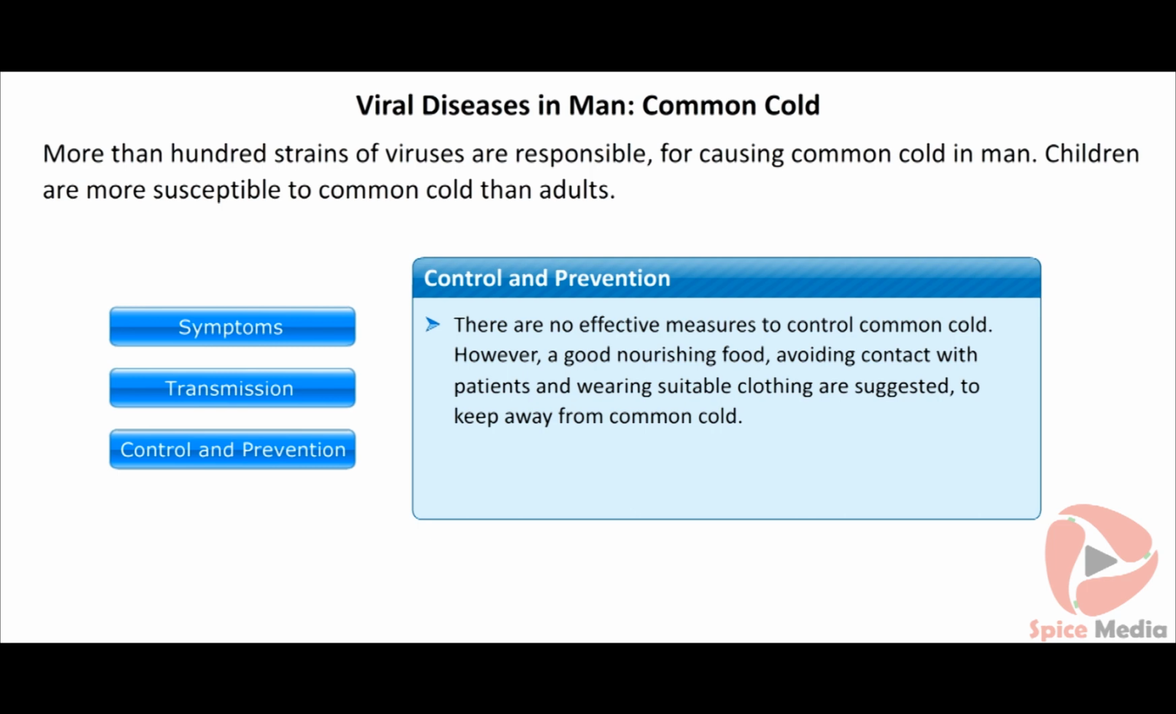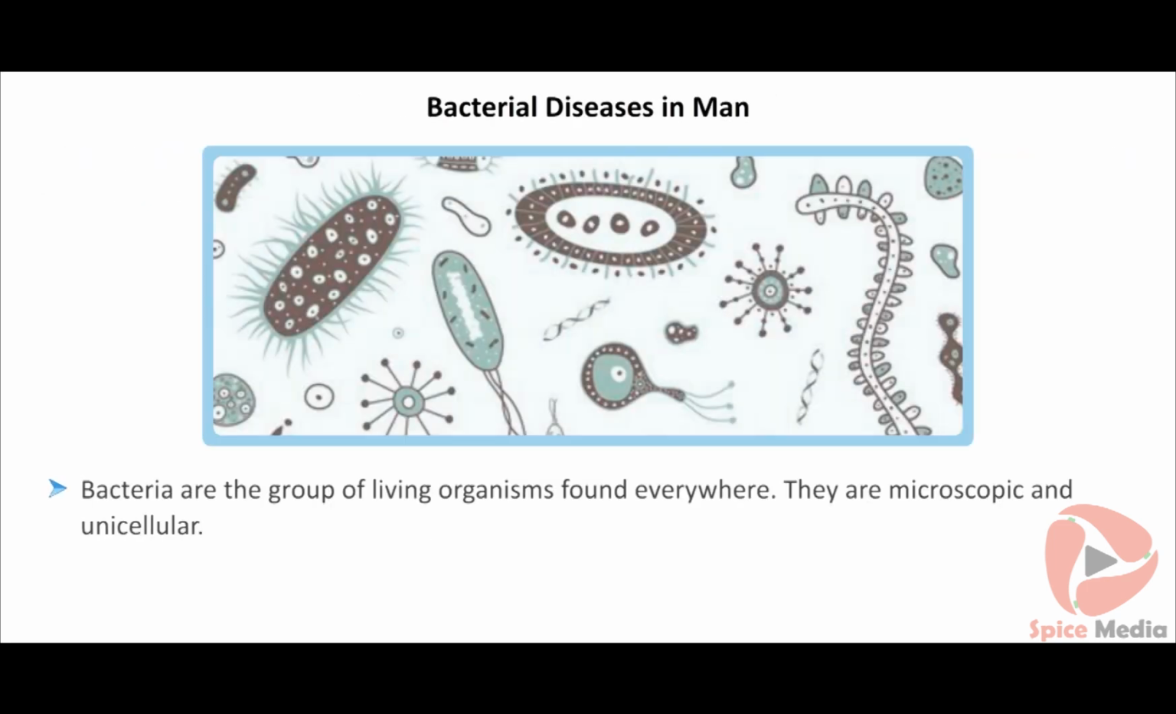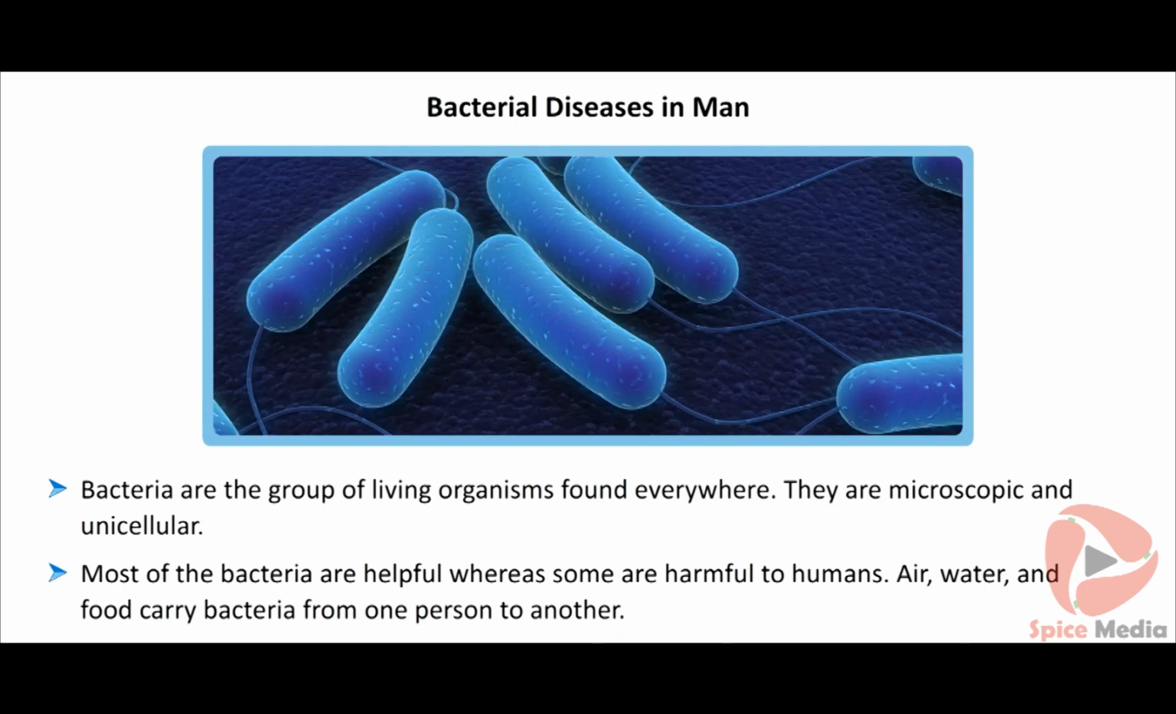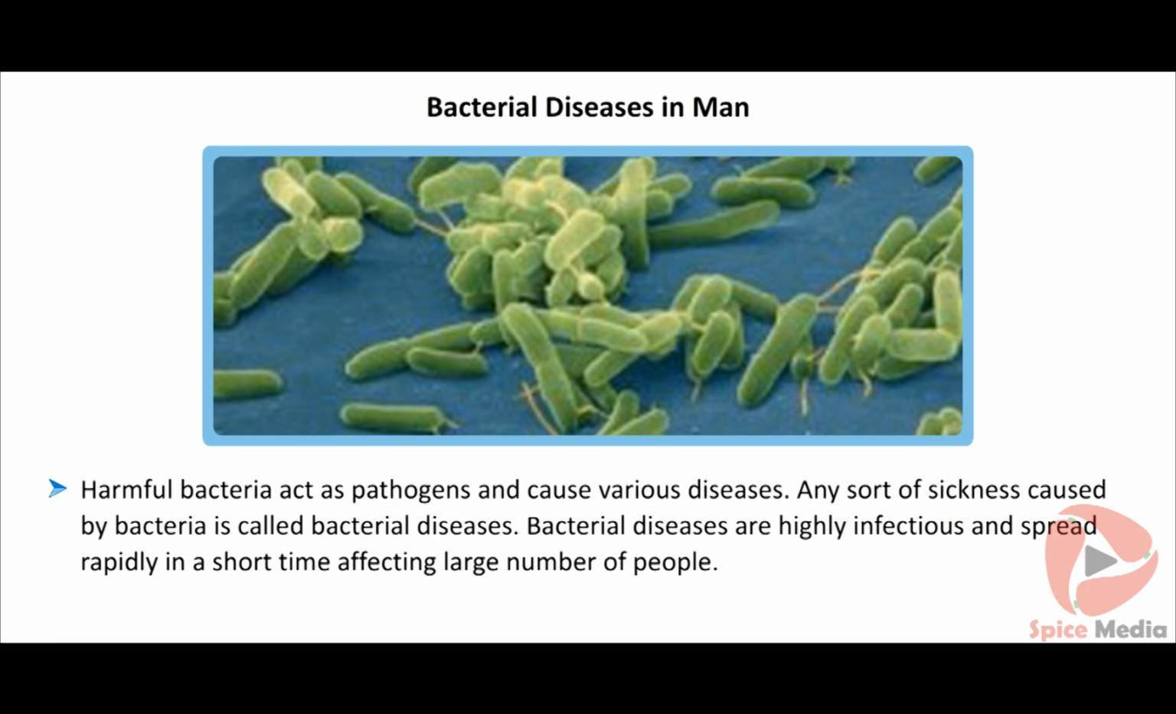Symptoms: inflammation of upper respiratory passage, nasal epithelium, flow of mucus, headache, slight rise in temperature, etc. Transmission: it spreads mostly through the droplets discharged from the nose and the mouth of the patient in the process of talking, laughing, sneezing, etc. It may also spread through close inanimate objects like handkerchief, bedding, clothes, utensils, toilet articles, etc., called fomites. Control and prevention: there are no effective measures to control common cold.